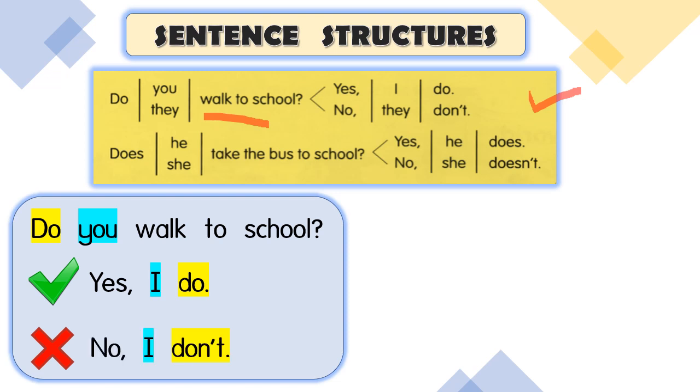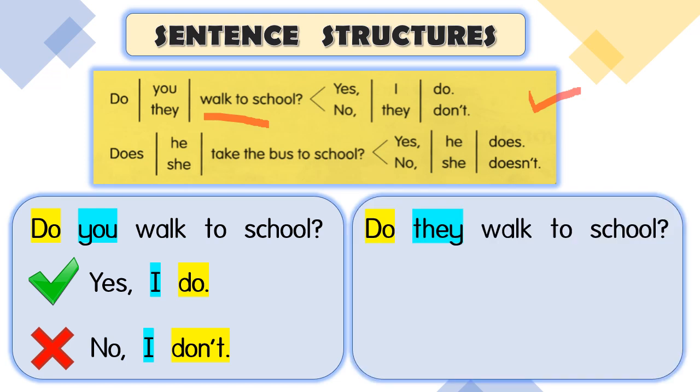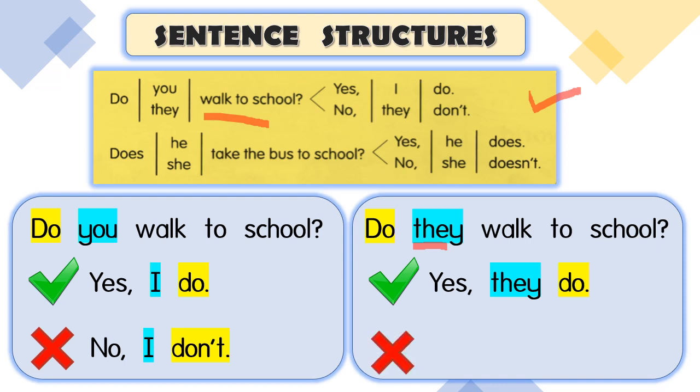So, look at the second one. Do they walk to school? The subject pronoun here is they. So, how do we answer this question? We know that they walk to school. So, what do we say? Yes, they do. But if they do not walk to school, we will say, no, they don't. Okay, good.